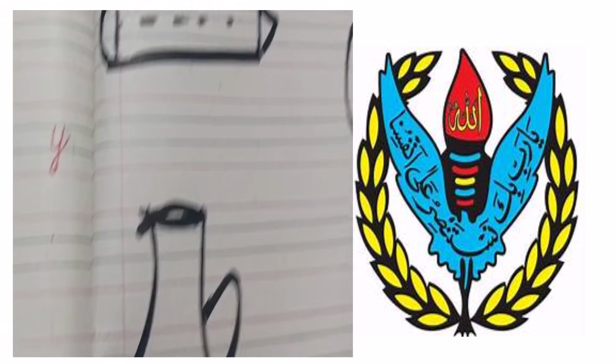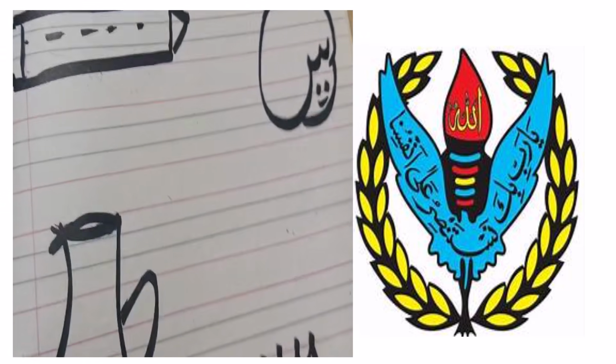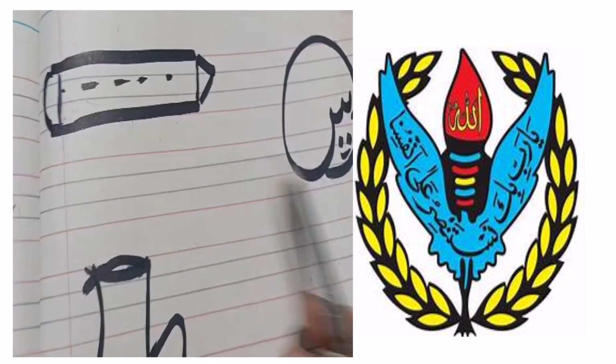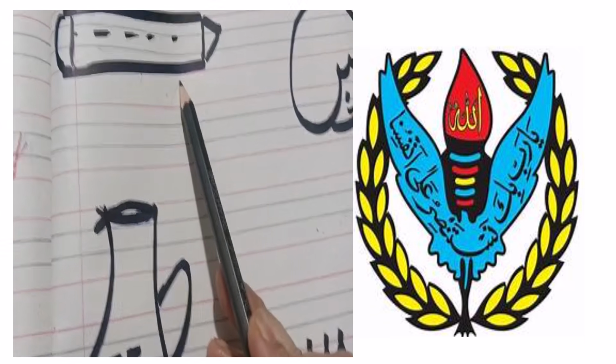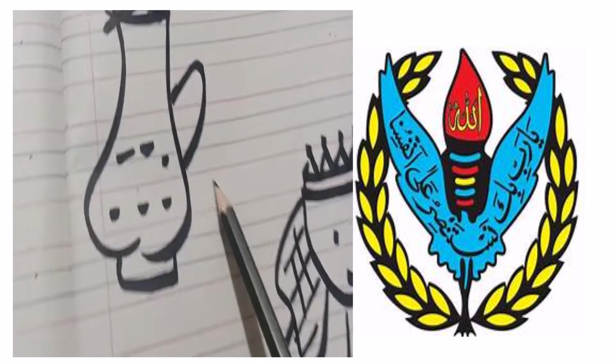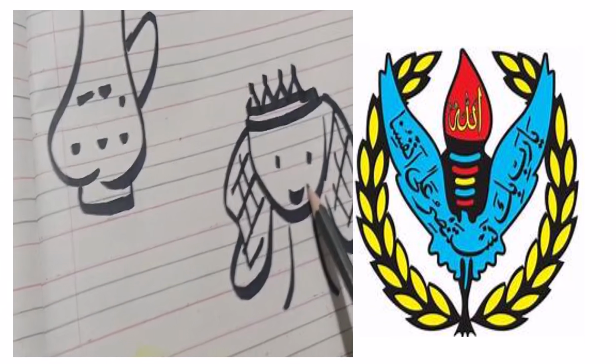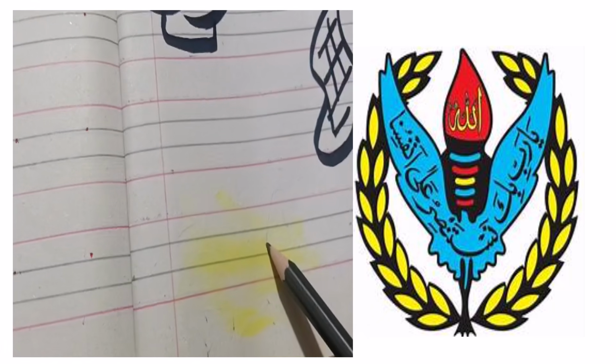The next page is draw the pictures and color them. This is pencil, G, jug, queen, yellow.